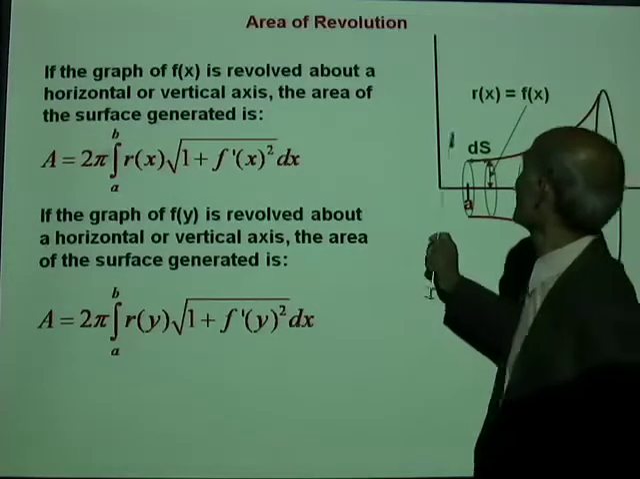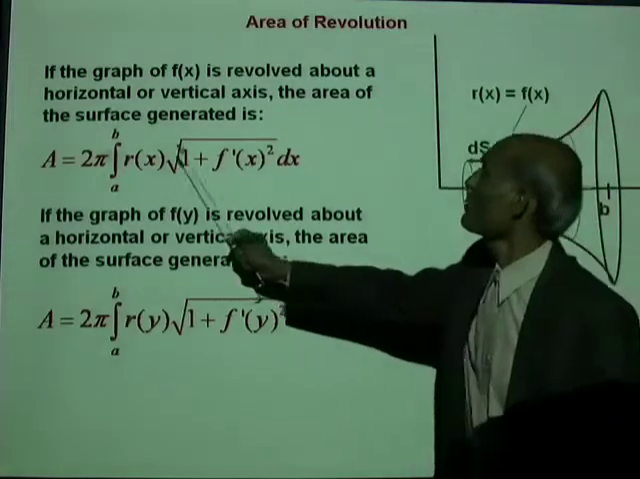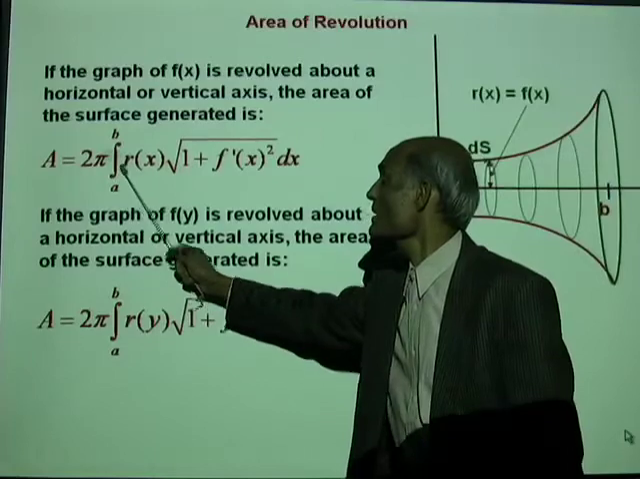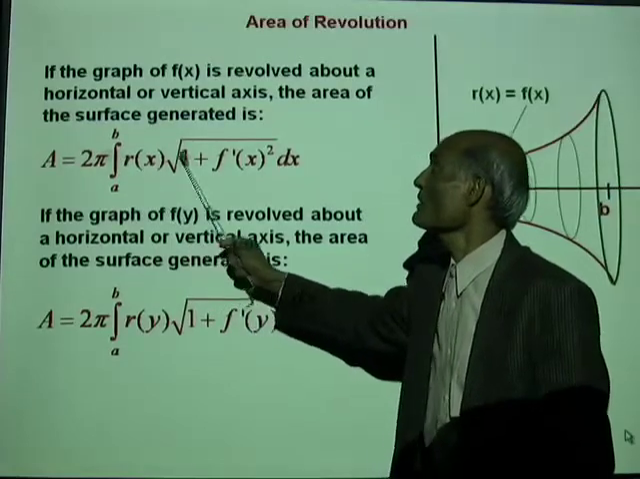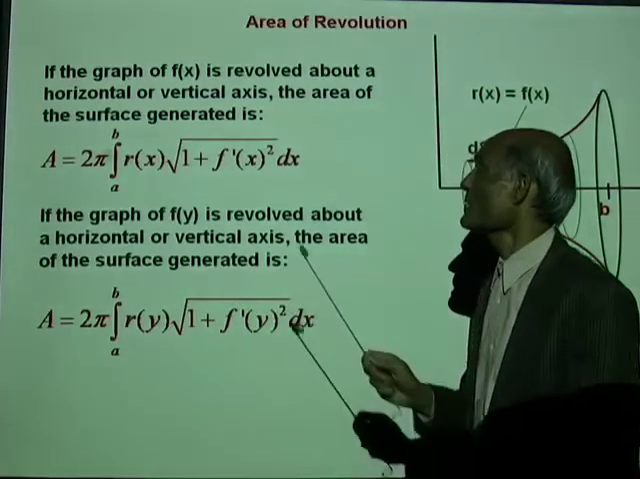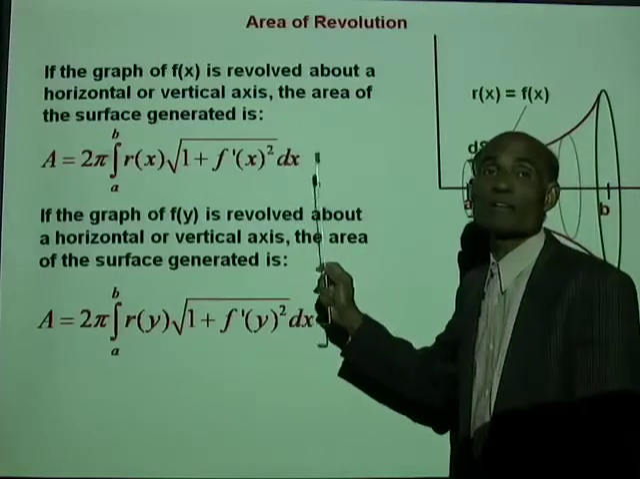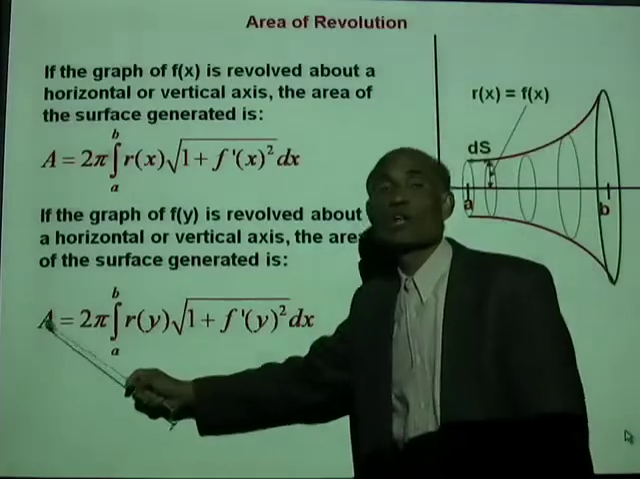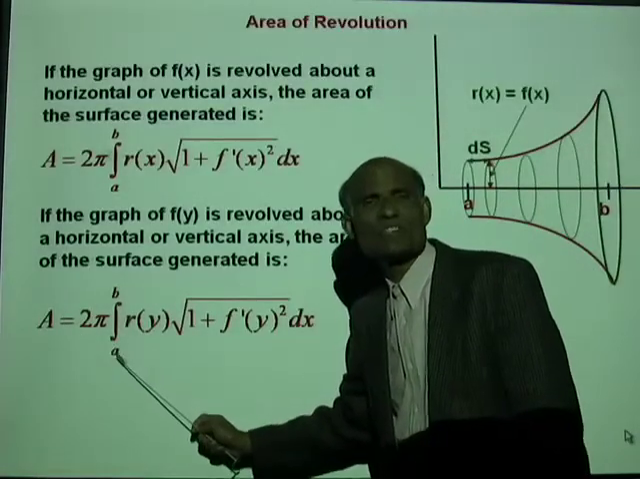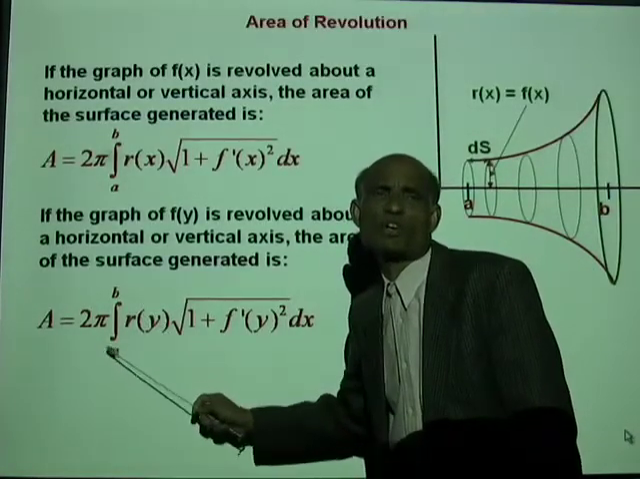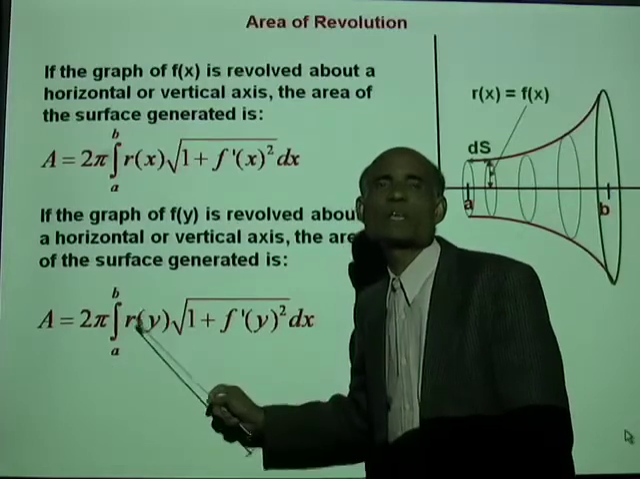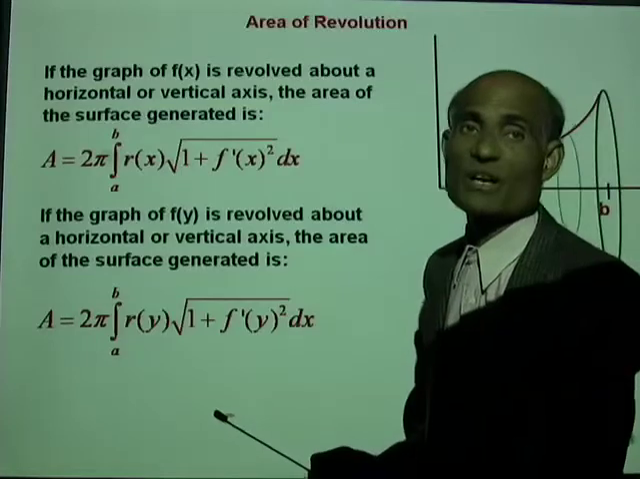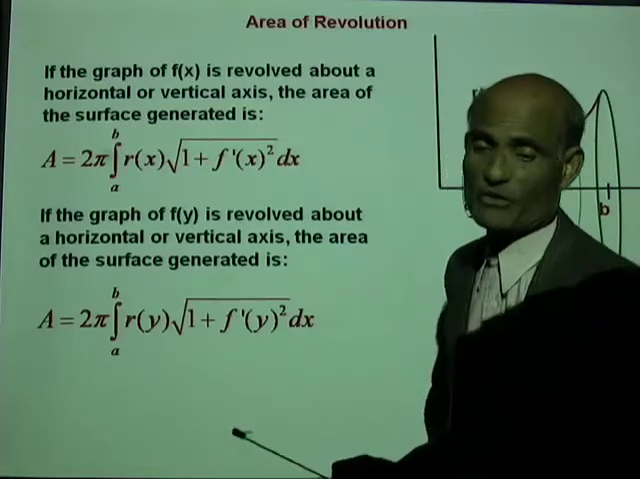So, if the axis of revolution is horizontal, the area of revolution is 2 pi integral a to b r of x square root 1 plus f prime x squared dx. And if the axis of revolution is vertical, A equals 2 pi integral c to d, let's not call it a to b, c to d, r of y square root 1 plus f prime y squared dy.